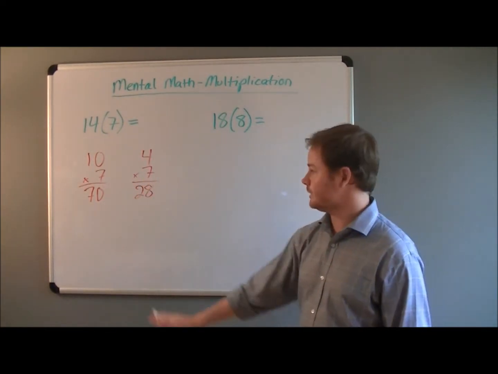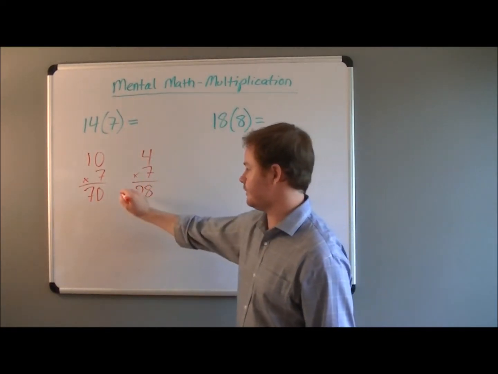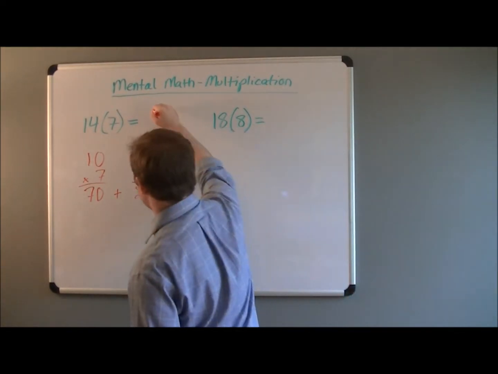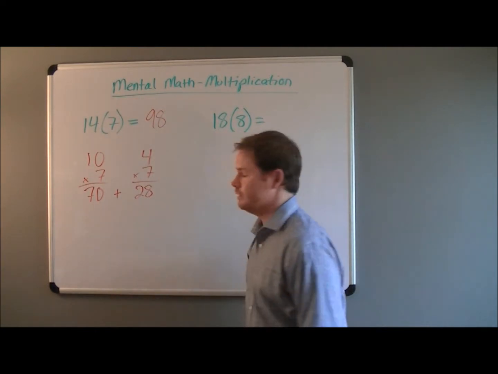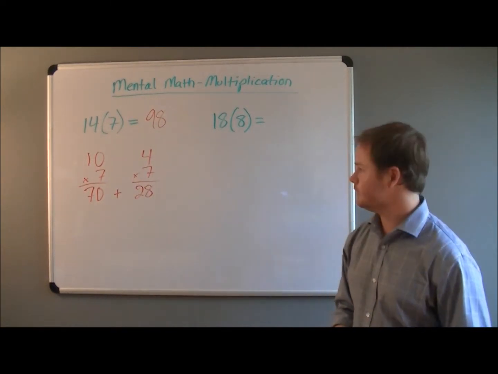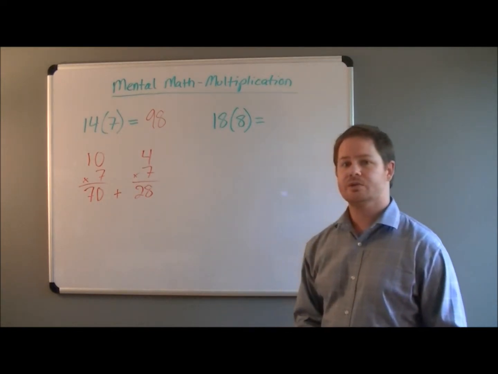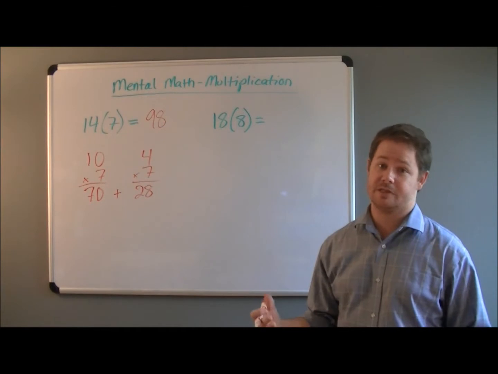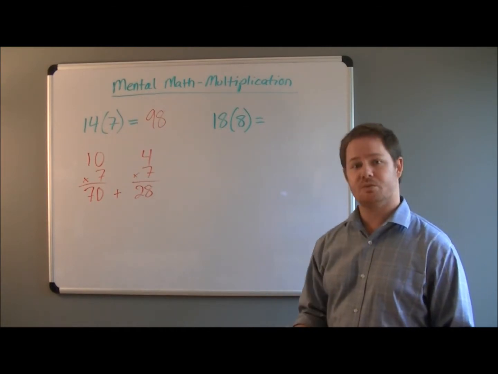And now we simply add those two pieces together to get our total. 70 plus 28 would give us 98. So the more that you do it, the more comfortable you get, the faster you'll be able to go. But mental math is always a good way to save time once you get comfortable with it, because it oftentimes takes less time than typing it into a calculator.